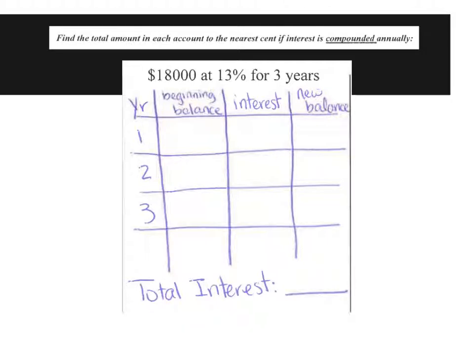Let's look at our second example. This one we have an $18,000 investment or loan at 13% interest for 3 years, and this is compounding annually. That means they put my interest back in the account every year. So we're going to start with $18,000. That's the balance on our investment.